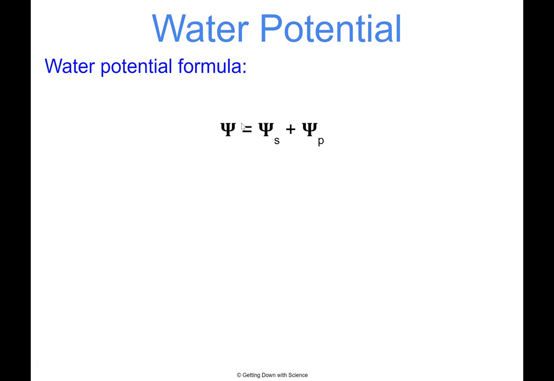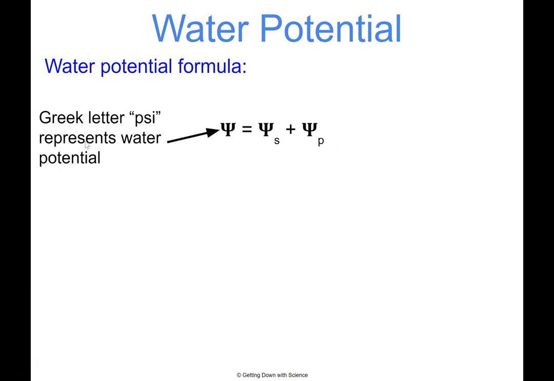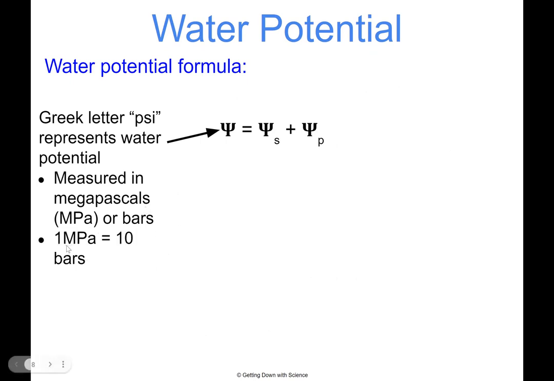Okay, so we have a formula. The Greek letter psi represents the water potential. And we measure this in megapascals or bars. 1 megapascal equals 10 bars.